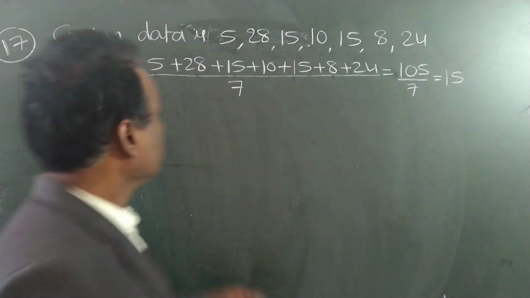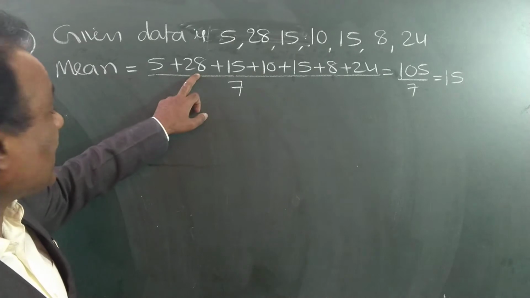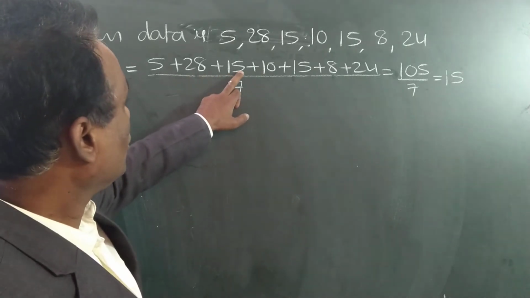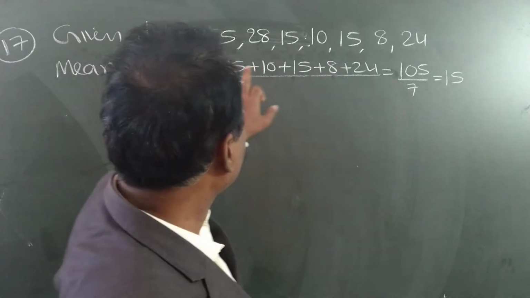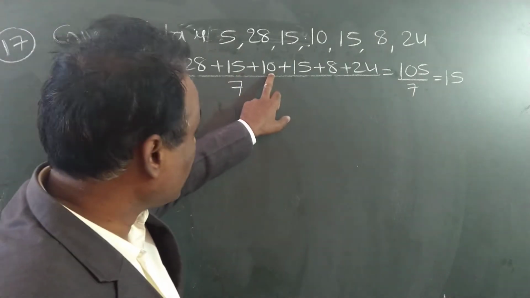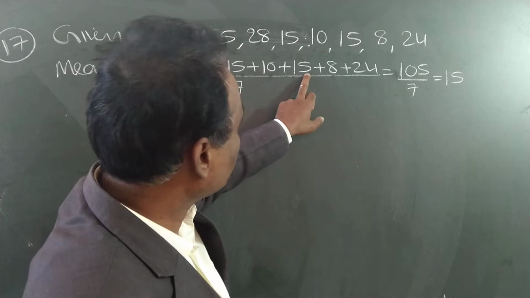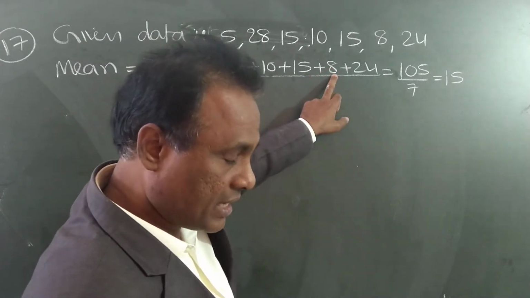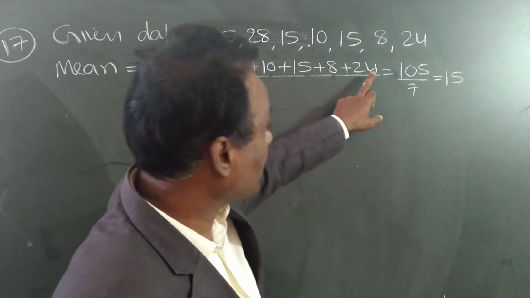Is it 15? 5 plus here 28, 33. 33 plus 15 is 48, 58, 73, 81, 85. Okay.